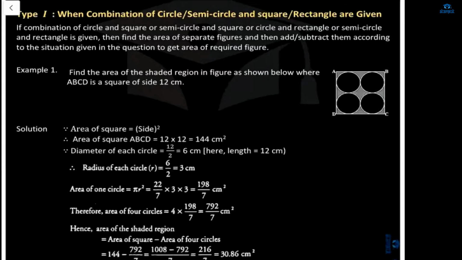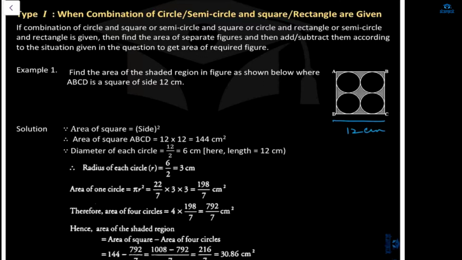Simply you see there is a square ABCD. It's written in the question that ABCD is a square of side 12 centimeter. This side is 12 centimeter, and this is a square. So we have to find the area that is left inside the square after drawing the 4 circles. You can see here that there are 4 circles, and all the circles are touching each other.